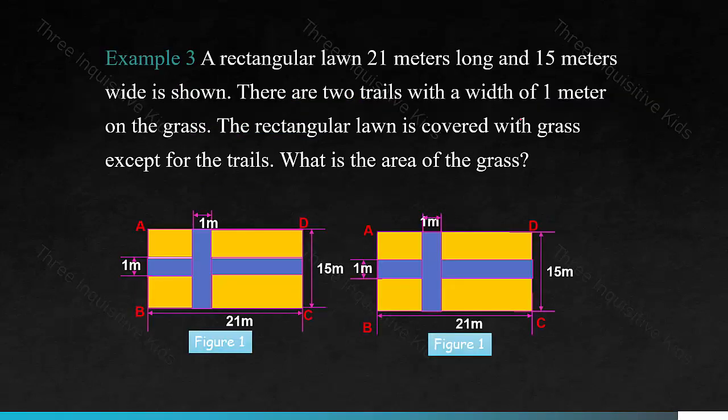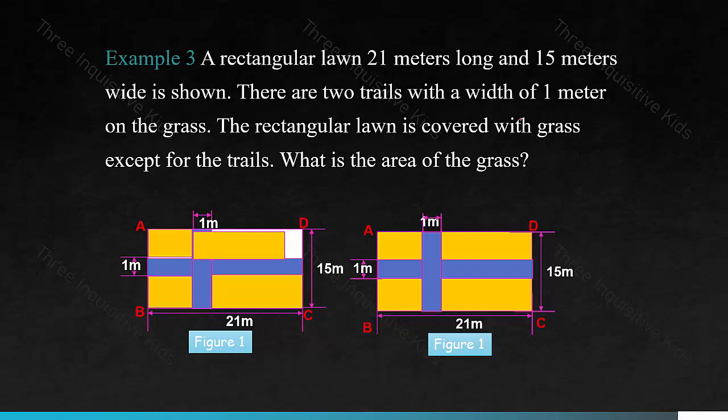A rectangular lawn 21 meters long and 15 meters wide is shown. There are 2 trails with a width of 1 meter on the grass. The rectangular lawn is covered with grass except for the trails. What is the area of the grass? Here you can see we have figure 1 and figure 2. This is so we can show you 2 different solutions. But you can tell that we're starting to do some word problems. So how can translation help you in this problem?